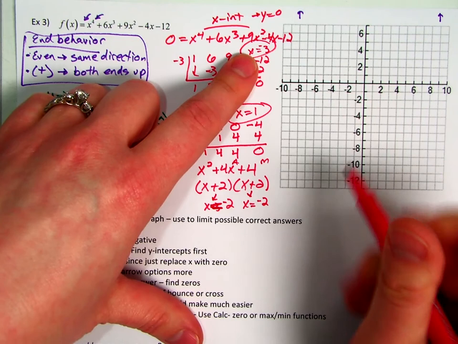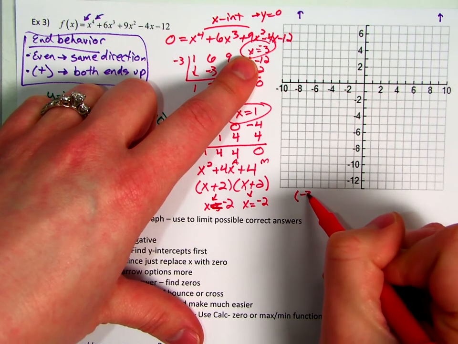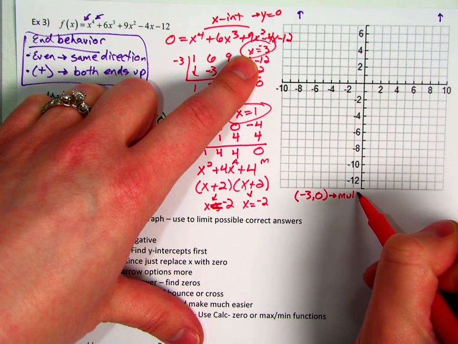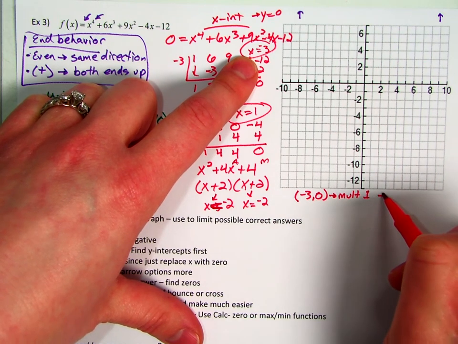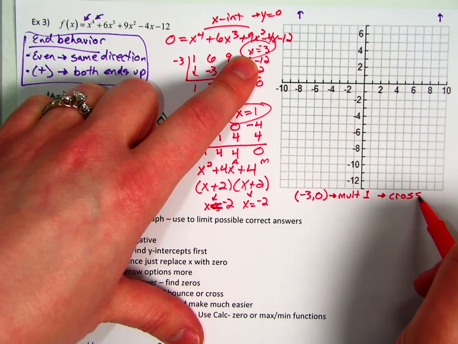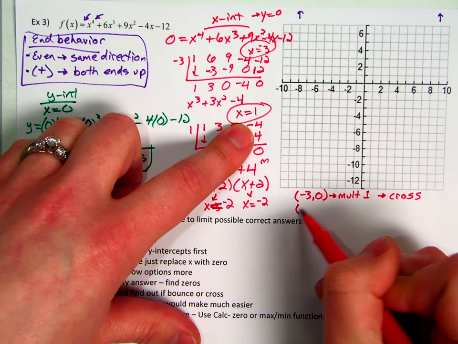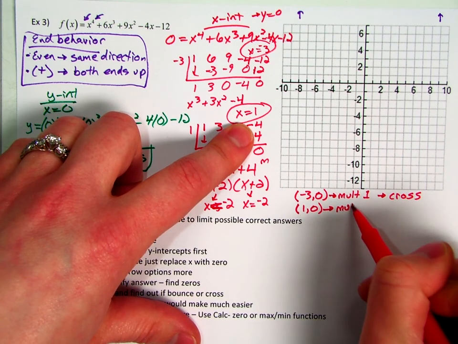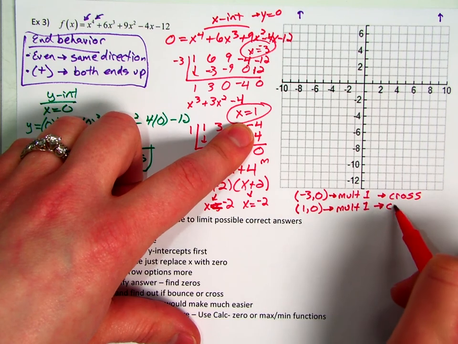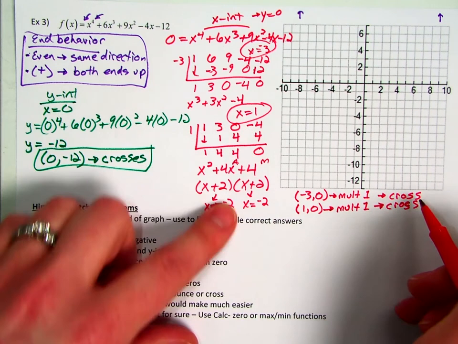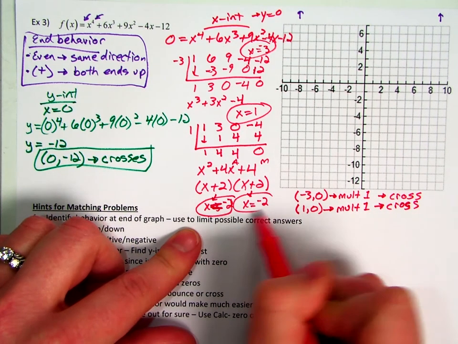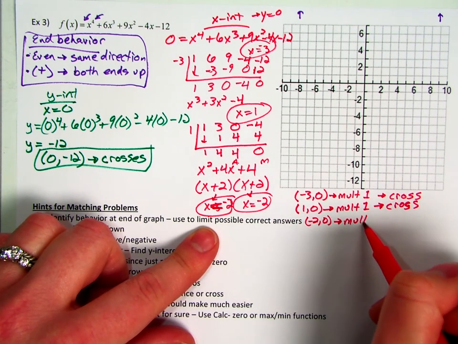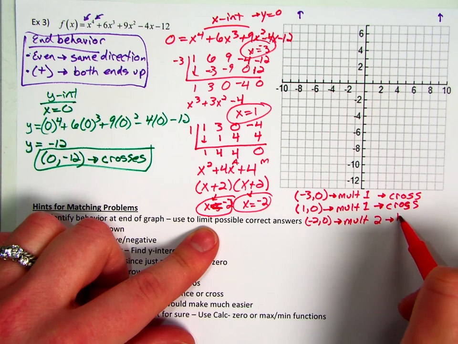So one of my x-intercepts is at negative 3, 0. This had a multiplicity of 1. Since 1 is odd, that means that it will cross at that point. Then my next one was 1, so 1, 0 is a solution, and the multiplicity is 1, so again it should cross at that point. Then we also had negative 2, but that happened twice, so we have negative 2, 0 with a multiplicity of 2, so that means it will bounce at that point.